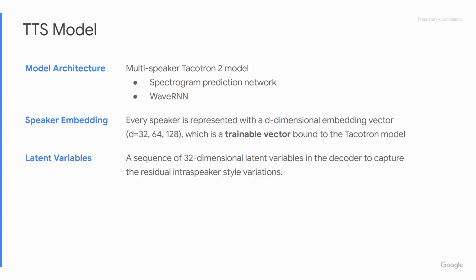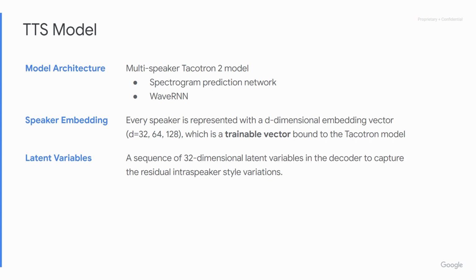The TTS model used in our experiments is a multi-speaker Tacotron 2 model, which is composed of 2 components: a spectrogram prediction network to convert phoneme sequences to mel spectrograms, and a WaveRNN model to convert the mel spectrograms to speech waveform. In order to support the multi-speaker capability, every speaker is represented with a d-dimensional embedding vector. This vector is a trainable parameter which is trained along with the main model.